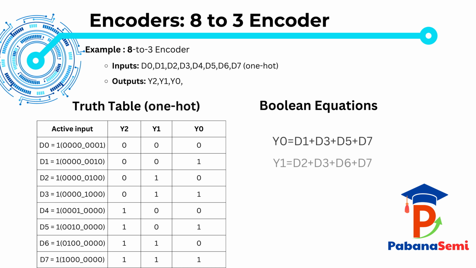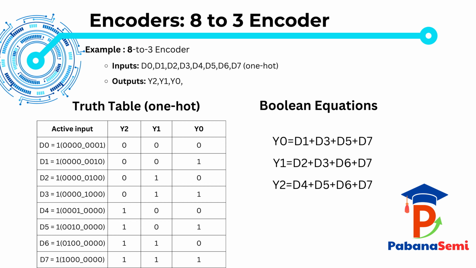Now let's extend the idea to an 8 to 3 encoder. Here we have 8 one-hot inputs, D0 through D7, and the encoder produces a 3-bit binary output, Y2, Y1, and Y0. The output represents the index of the active input. For example, if D0 is high, the output is 000. If D3 is high, the output is 011. And if D7 is high, the output is 111.